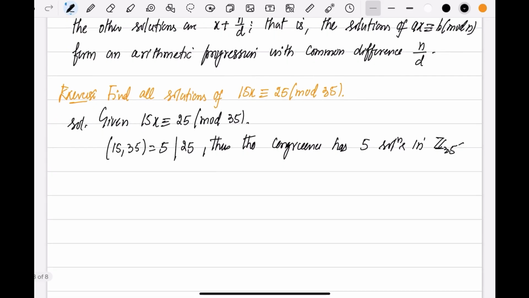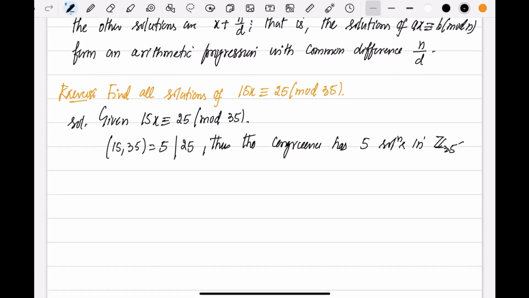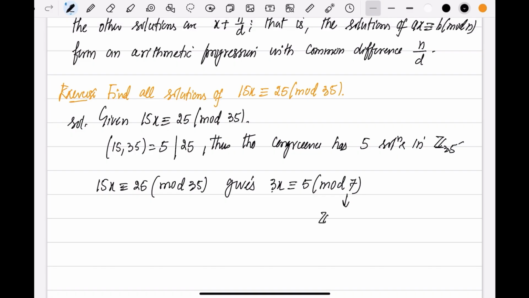But in order to make our question easier, we will divide the common factor of 15, 25 and 35 throughout the congruence. Dividing throughout by 5 gives 3x congruent to 5 modulo 7. Now this congruence is a little easier to handle. Here 7 and 3 have GCD 1, and 1 divides 5, so this will have a unique solution in Z7. Let's find the solution by hit and trial. We have Z7 as 0, 1, 2, 3, 4, 5, 6.